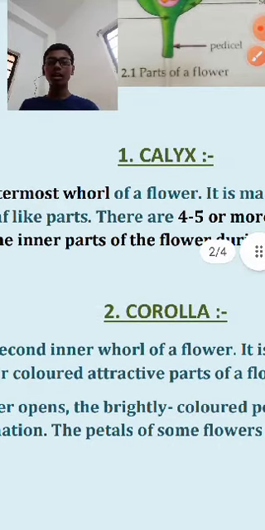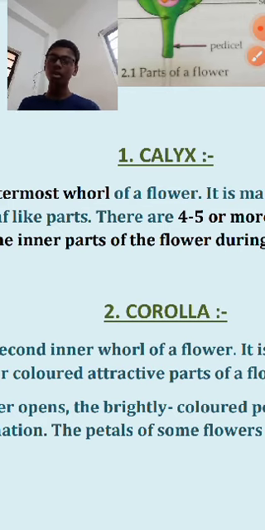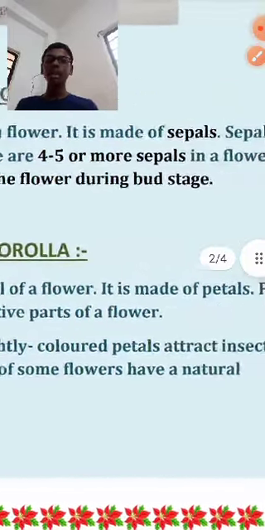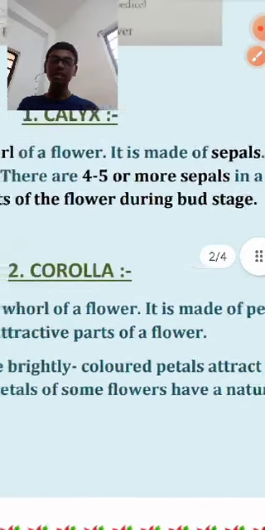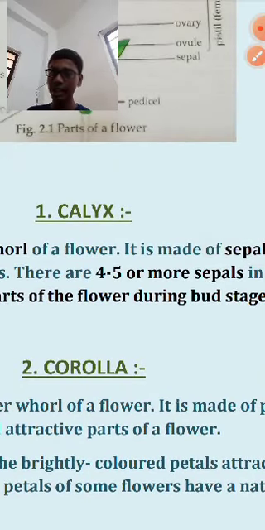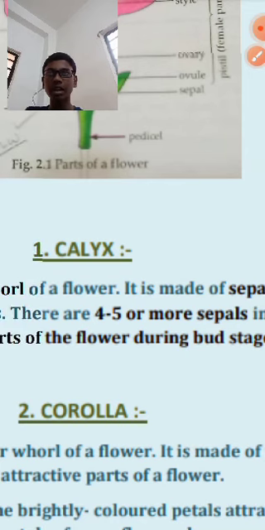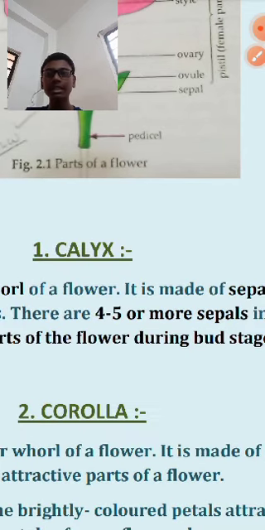Now the second whorl of a flower is the corolla. What is a corolla? Corolla is the second inner whorl of a flower. It is made of petals. Now I want to go back to the calyx once. A bunch of sepals is known as the calyx. Suppose there are 4 to 5 sepals, or suppose I am taking 6 sepals. A bunch of 6 sepals we will take as calyx.